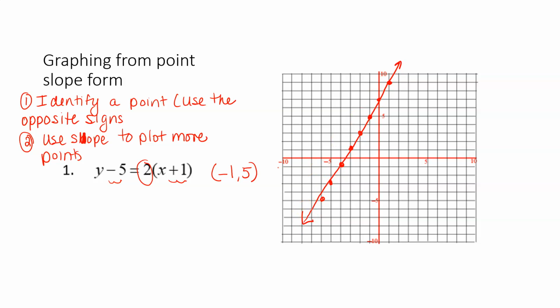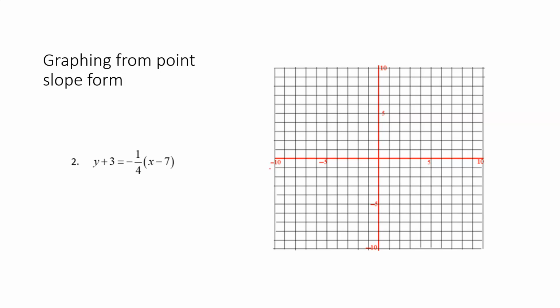Okay, one more like this. So we have to identify our point, which will be 7, negative 3. That's where I start. Then you're going to use the slope of negative 1/4 to identify more points. So I'm going to go up 1 over 4. Continue in that pattern. See how well I can connect the dots here?